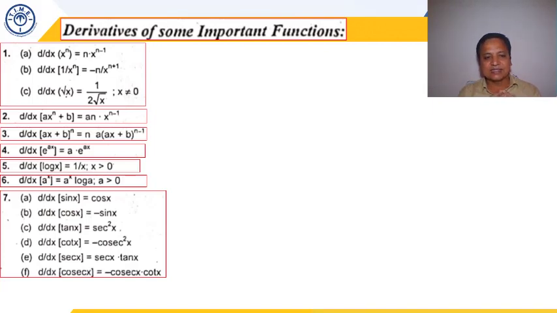Differentiation of sec x is sec x multiplied by tan x. And differentiation of cosec x is minus cosec x cot x. Basic formulas we have. We'll be using these formulas. So differentiation of sec x is sec x into tan x. And differentiation of cosec x is minus cosec x cot x.